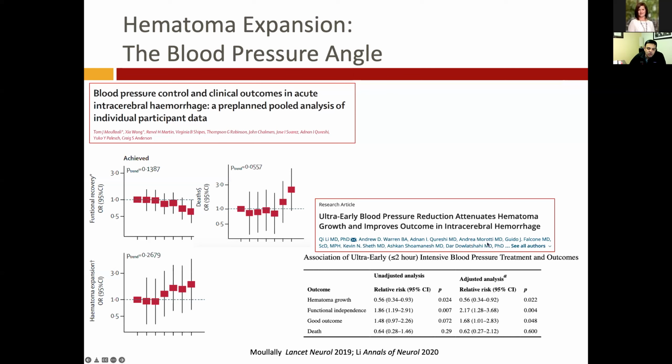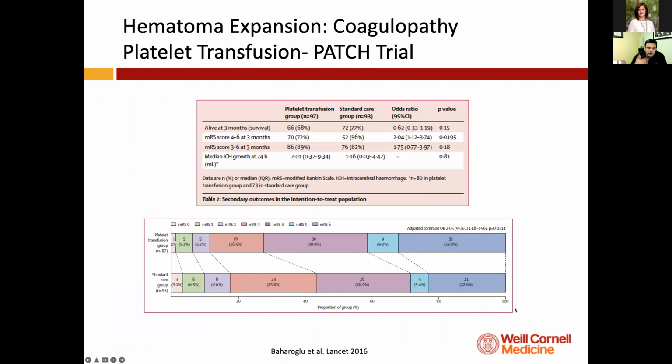And you also want to be as quick as possible; it's almost like a time is brain sort of approach here. You want to control blood pressure as soon as the patient hits the door, because ultra-early blood pressure treatment and reduction will also help with not just hematoma growth, but will promote functional independence and good outcome. So that should be the key. So we talked about blood pressure targets. We know that blood pressure is important.